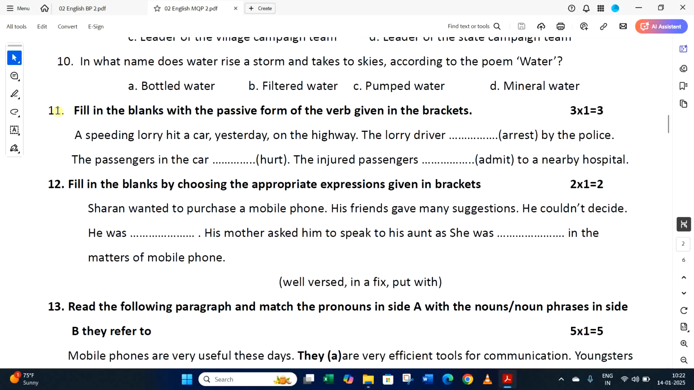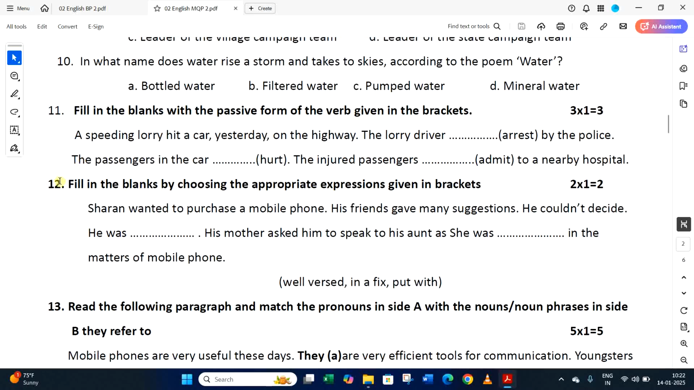Question number 11, you can find over here, fill in the blanks with the passive form of the verb given in the brackets for 3 marks. So you can find here, my dear students: a speeding lorry hit a car yesterday on the highway, and the lorry driver dash, in brackets verb arrest, by the police. The passengers in the car, again dash, in brackets verb hurt. The injured passengers, again dash, in brackets admit, to a nearby hospital. So you have to write the appropriate form of the verb in the blank space, my dear students, and this is for 3 marks.